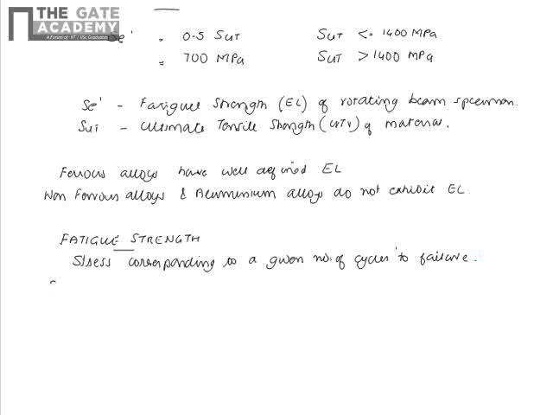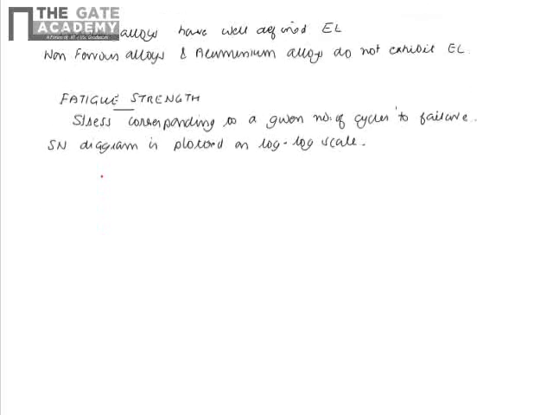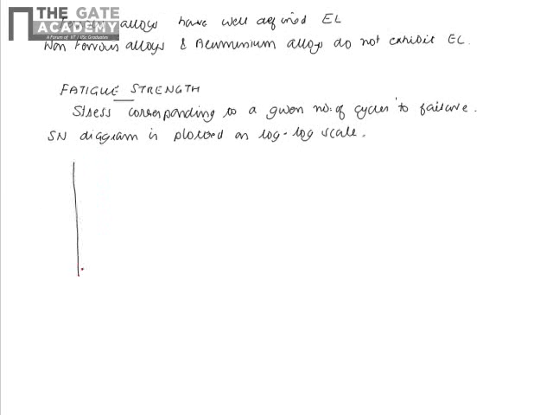And an important fact is that the SN diagram is plotted on a log scale. That is, for example, if I have a graph like this, where I have the x-axis and y-axis, and if I have a straight line, the equation of the line is given by y is equal to mx plus c. Everybody should be clear with this.